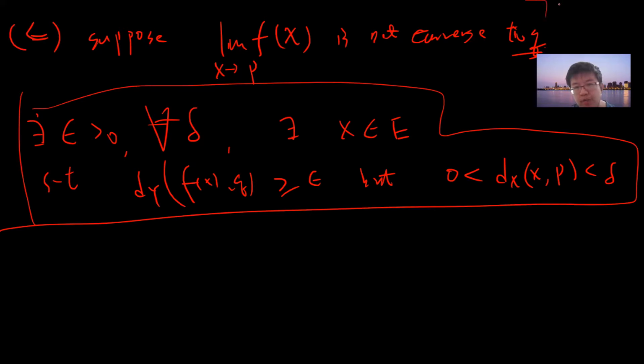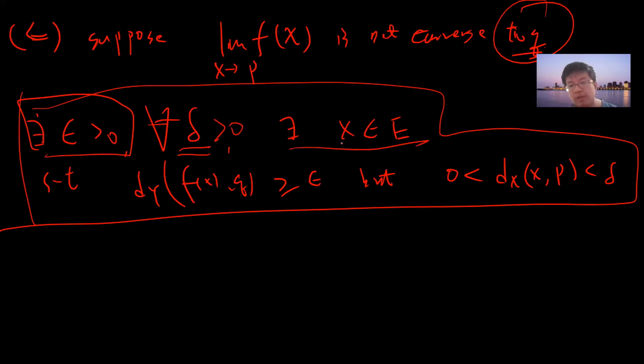Since these do not converge to q, that means there exists epsilon such that for every delta greater than 0, there always exists a point x, and this x is dependent on delta, such that the distance of f of x and q is greater than or equal to epsilon. So basically, when x approaches p, however close, there is a bound that you cannot approach to such a point.